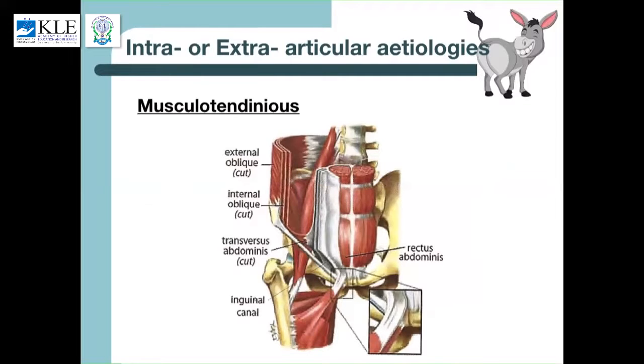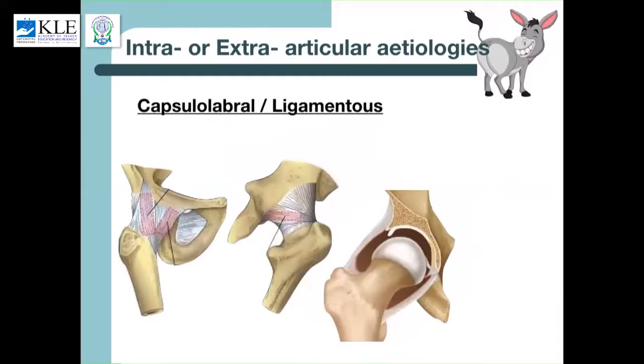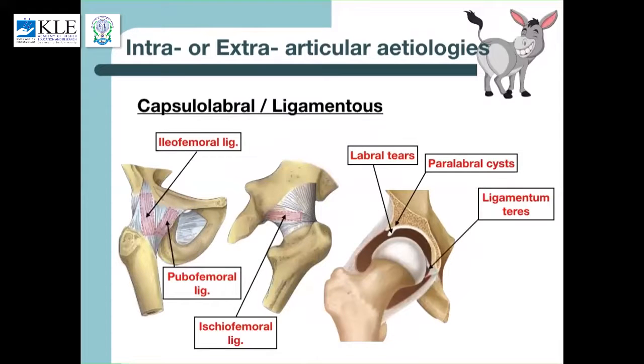If we move into the capsulolabral or the ligamentous structures, anteriorly you have Bigelow's Y ligament, which is made up of the iliofemoral and the pubofemoral ligament, your strongest ligaments of the hip. Posterior is the ischiofemoral ligament. Moving intra-articularly, you're looking at labral tears. You can even look at paralabral cysts, ligamentum teres, or even synovial disease like pigmented villonodular synovitis or synovial chondromatosis.